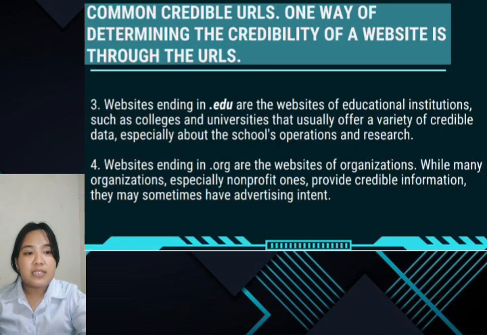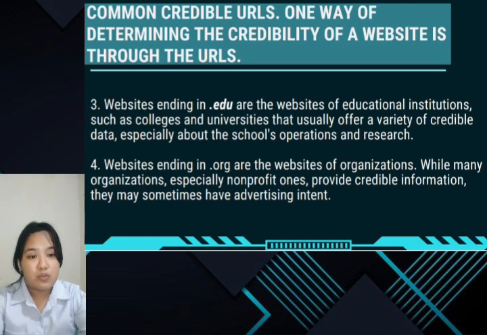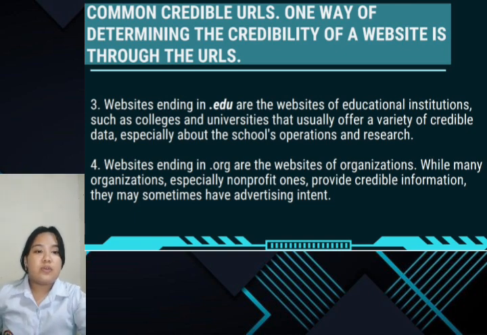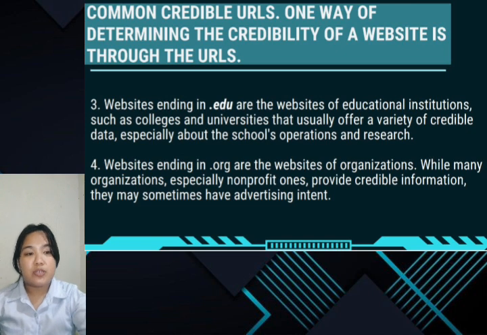Third is websites ending in .edu. These are the websites for educational institutions such as colleges and universities that usually offer a variety of credible data, especially about the school's operation and research. So if you're looking for information related to education, research, or specific academic topics, .edu websites can be a valuable resource. They offer a high level of credibility and often contain valuable insights from experts in various fields.